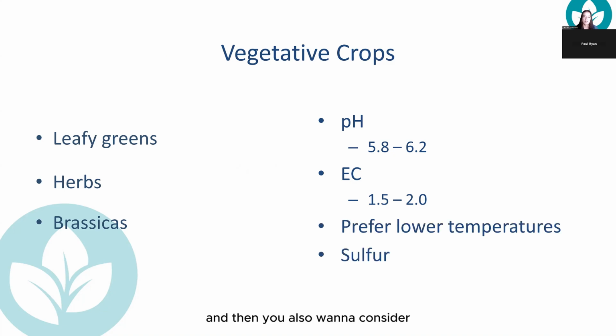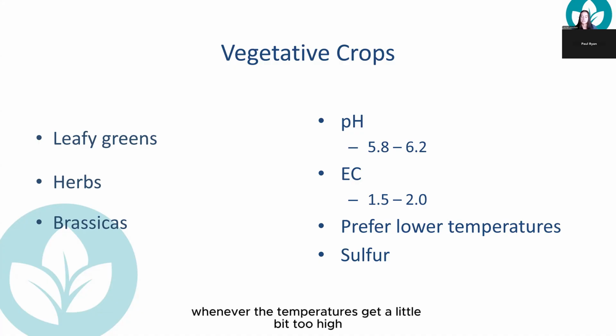And then you also want to consider general environmental factors, anything that makes these plants stand out from other plants. Most vegetative crops are going to prefer lower temperatures, specifically leafy greens. Whenever the temperatures get a little bit too high, they tend to bolt, flower. They're really not going to do well and stay vegetative under higher temperatures.